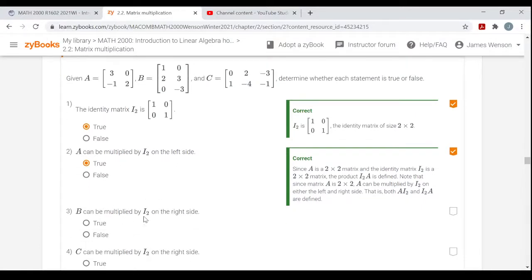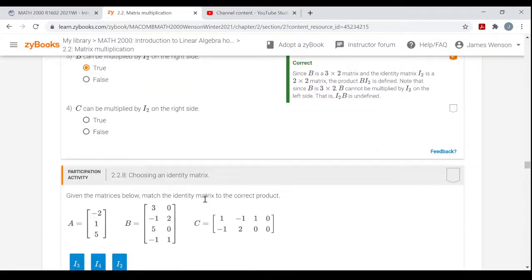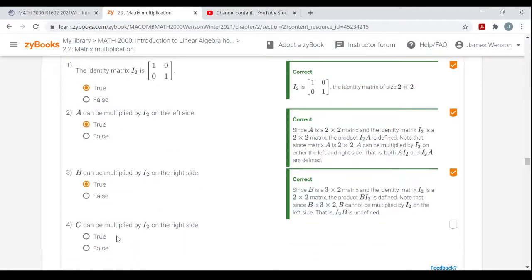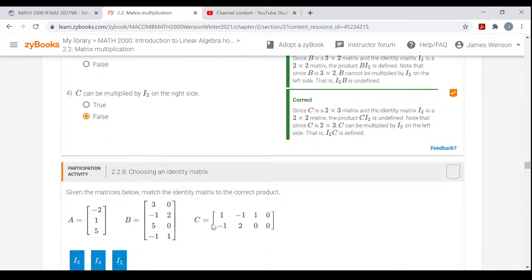B can be multiplied by I2 on the right side. Well, B is a 3 by 2. On the right side, I could multiply by a 2 by 2. That would be fine. The dimensions would be correct for multiplication. And I might as well finish it. C is a 2 by 3. So if I multiply on the right, I have to multiply by a matrix with 3 rows. This only has 2, so I can't multiply C by I2 on the right. So that's false. Pay attention to the dimensions, the sizes of the matrices.